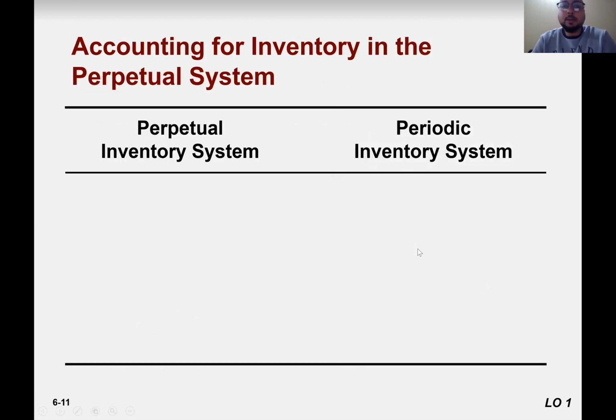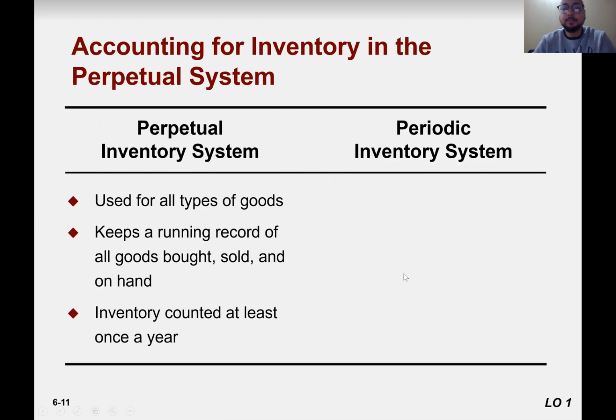Now, the accounting for inventory: what kind of systems do we use for recording inventory? There are two systems for recording inventory. One is perpetual, one is periodic. In the perpetual accounting system, it can be used for all kinds of goods, whether you are selling pens, cards, whatever.